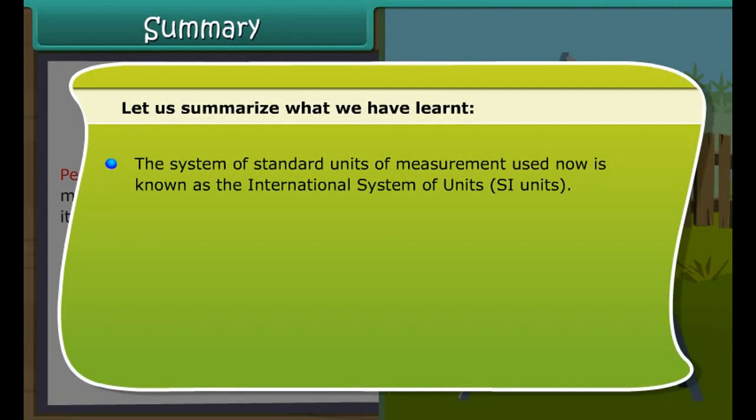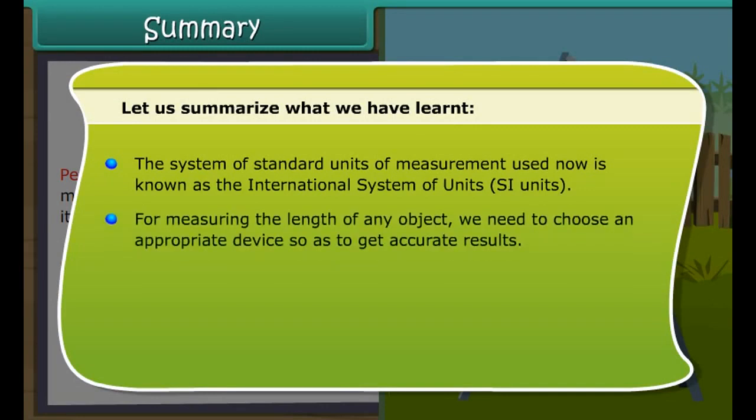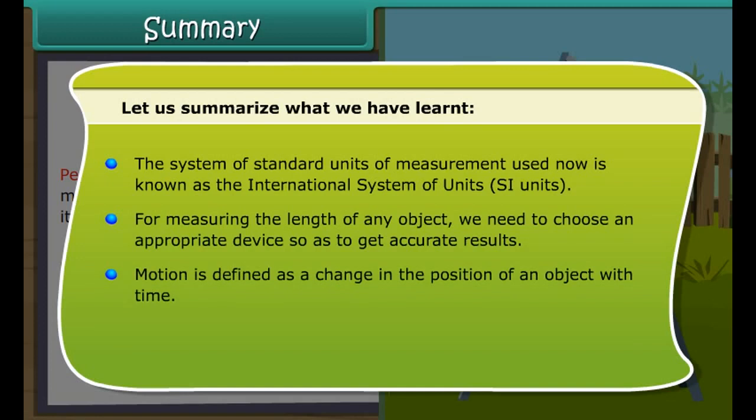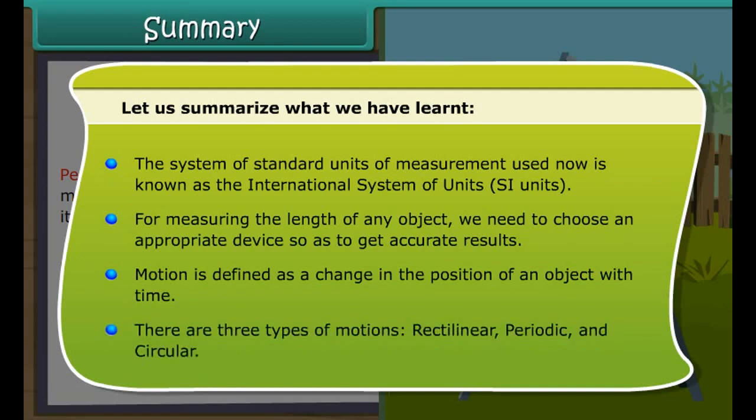For measuring the length of any object, we need to choose an appropriate device so as to get accurate results. Motion is defined as a change in the position of an object with time. There are three types of motions: rectilinear, periodic, and circular.